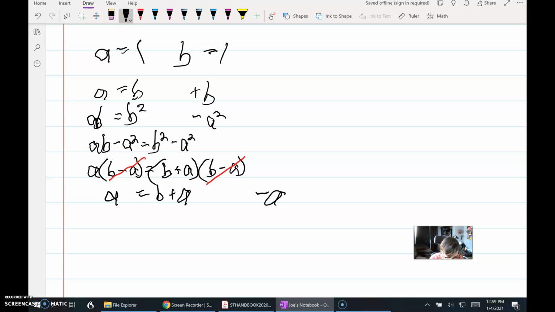Subtract an A from both sides. 0 equals B. But from up top right here, we said that B is equal to 1.